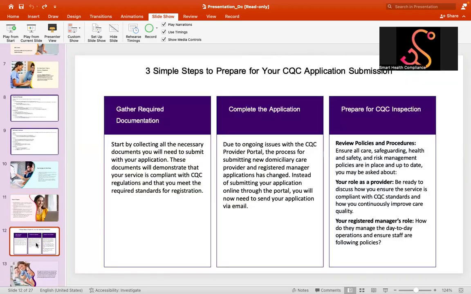So the simple steps that you can do to prepare for your application is to gather the documentation. So start by collecting all the necessary documents that you need to submit your application. You would then complete the application.